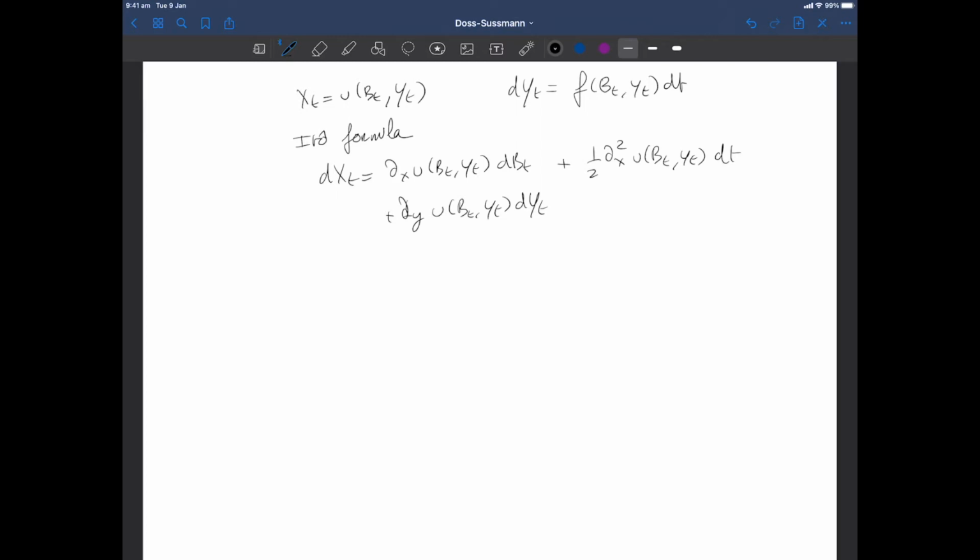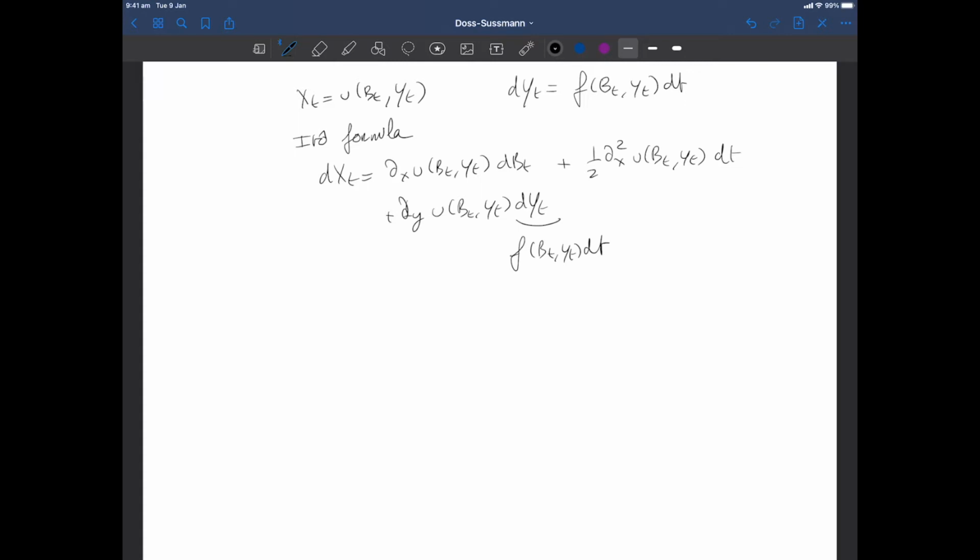Now, in order for this SDE here to really be the SDE we started from, this will impose conditions on U and on F, right? Remember that the term we have here, dY_t, is f(B_t, Y_t) dt.